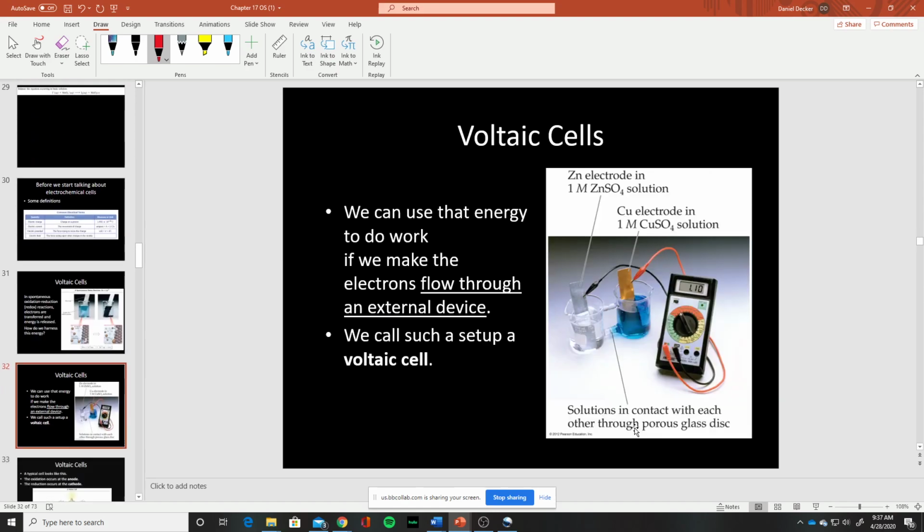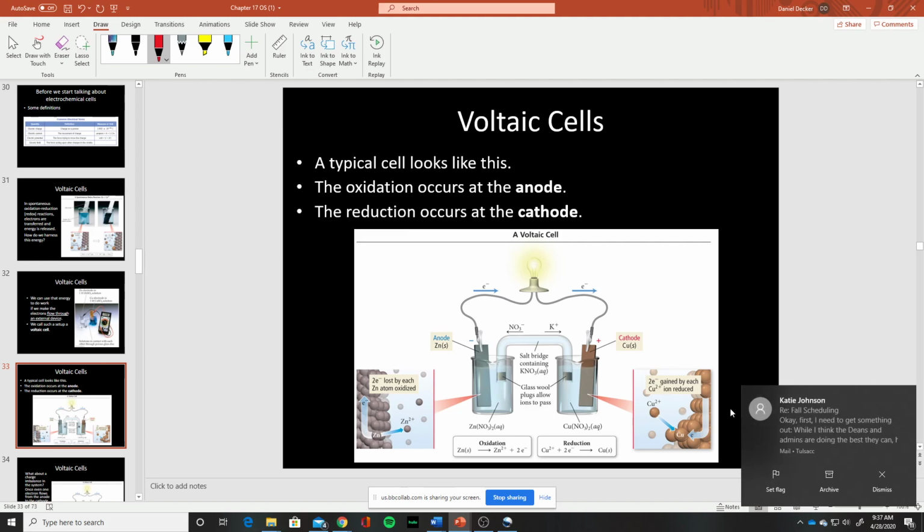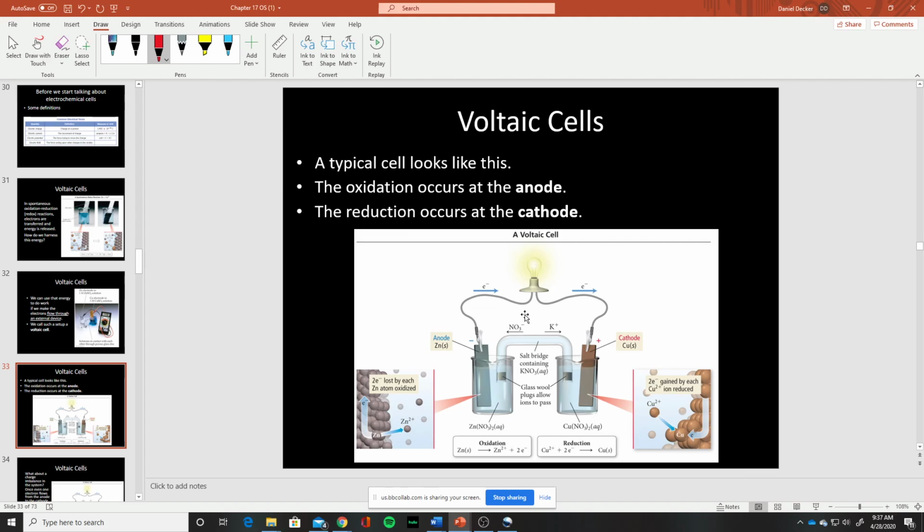Voltaic cells. You should be comfortable identifying all the different parts of a voltaic cell. So I could give you two different half reactions and say, if this reaction is spontaneous, what would be the anode, what would be the cathode, what ions are present, which direction are the electrons flowing, all that kind of stuff. You should be able to label all of those in an image like this.